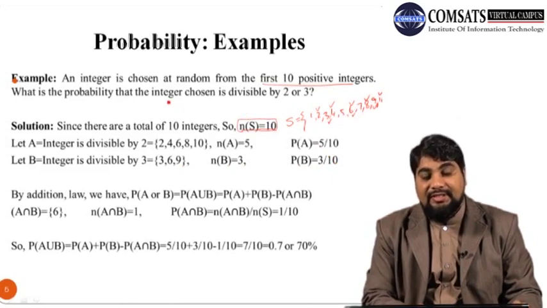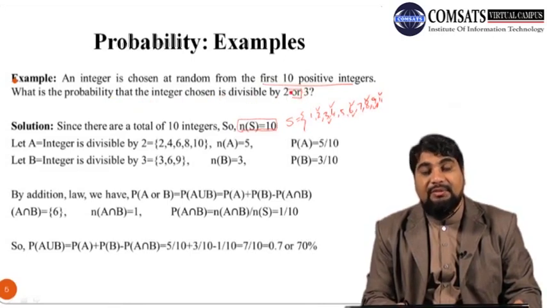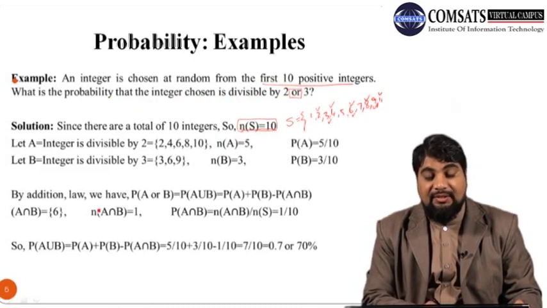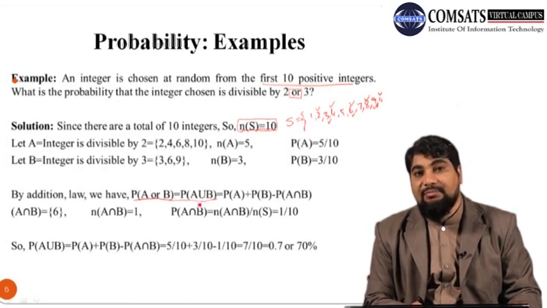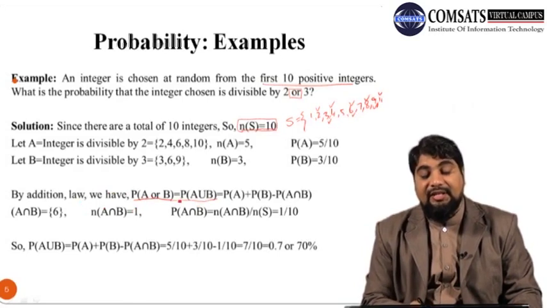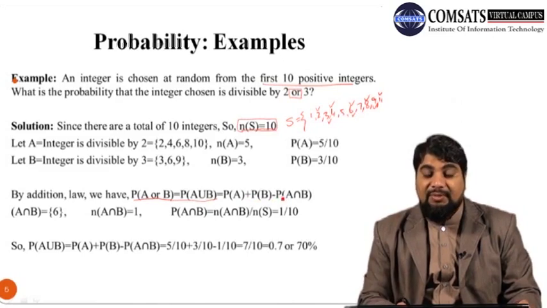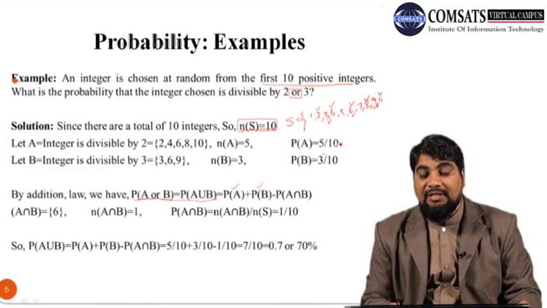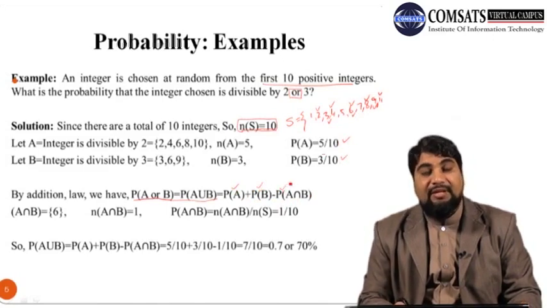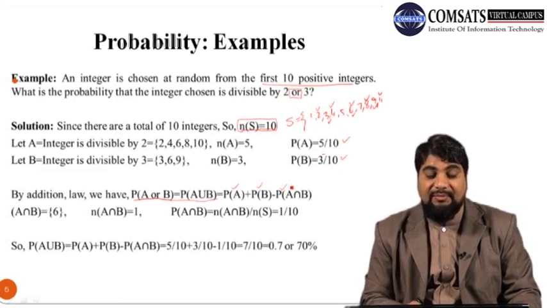As far as our question is concerned, we need to calculate the probability that the integer chosen is divisible by 2 or divisible by 3. So we are interested in the probability of A or B, and we know that A or B means A union B. By the law of addition, P(A union B) is P(A) plus P(B) minus P(A intersection B). We have P(A) and P(B) here.